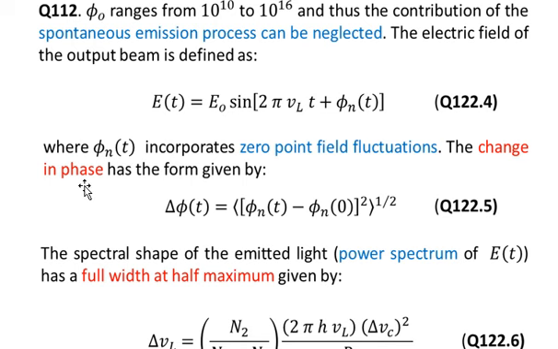The change in phase has the form given by delta phi of t, that is, the change in phase in the value of E of t, can be given by the square root of the average of phi n at time t minus phi n at time 0, as given in equation number 5.